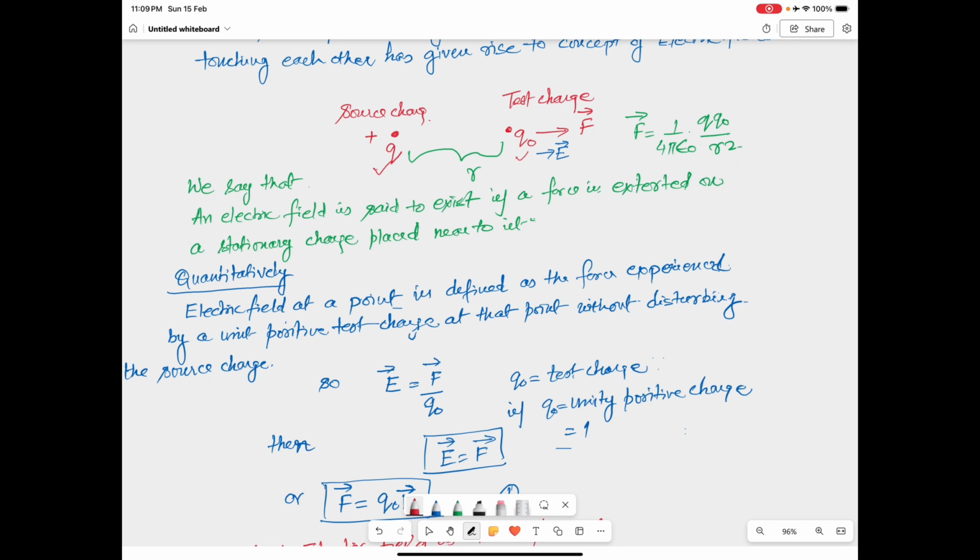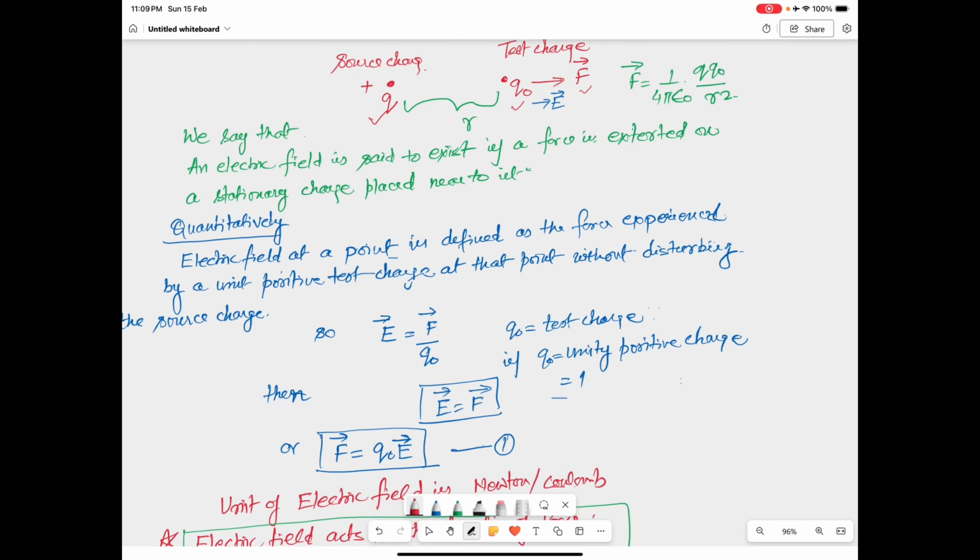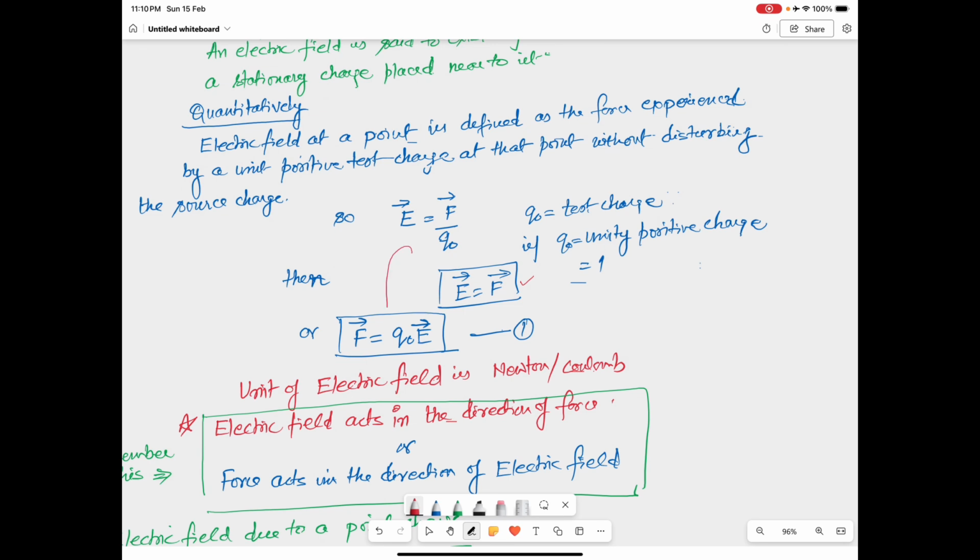So the electric field is defined as the force experienced by a unit charge placed at that point. So we write E is equal to F upon Q naught. If I make Q naught a unit positive charge, E is equal to F, and this is what we have exactly told. Electric field at a point is defined as the force exerted on a unit positive charge. So we can write by this formula F is equal to Q naught into E. You must remember this, which is very important.